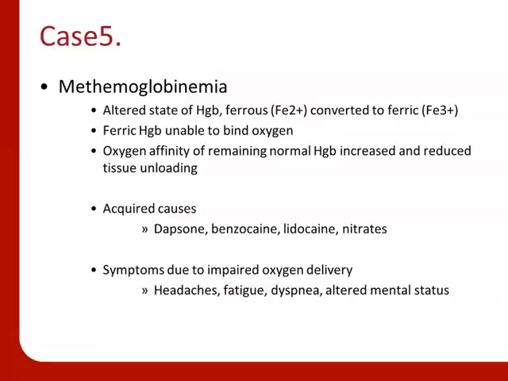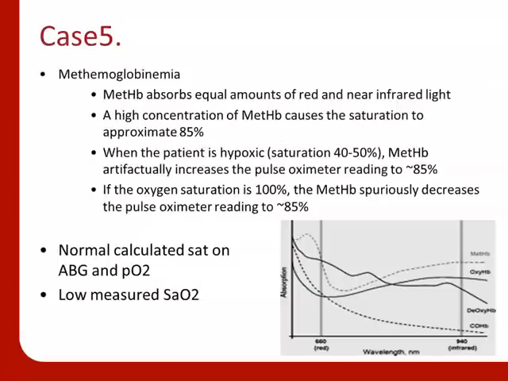And symptoms are anything due to impaired oxygen delivery, so it can be minor, things like headaches or fatigue or dyspnea or altered mental status, or it can be more severe, including respiratory distress and cardiac issues. So one of the things that you'll see with methemoglobinemia is that the pulse ox will kind of settle out at about 85%.